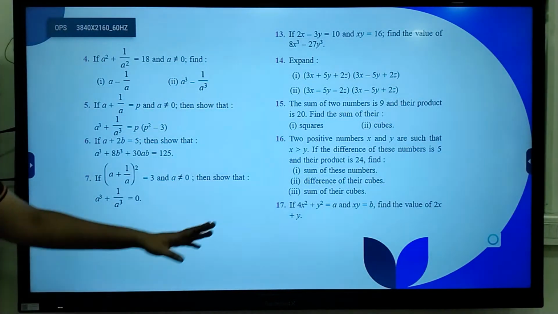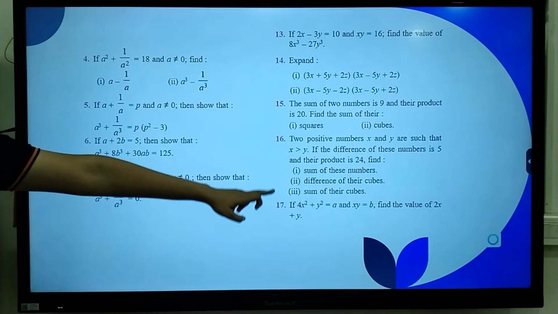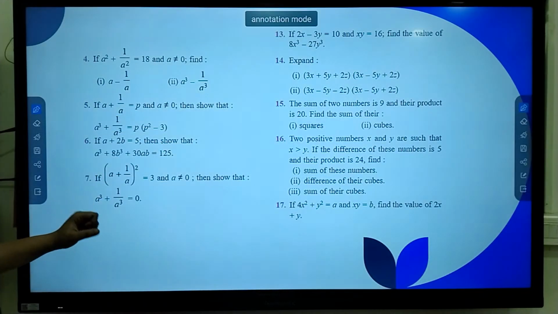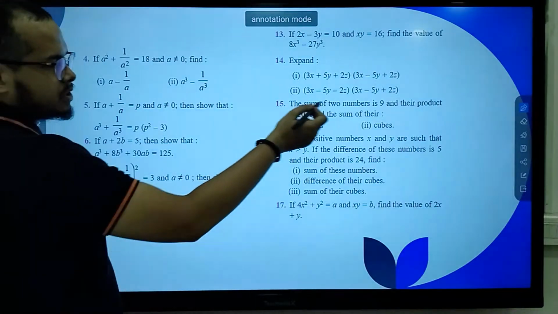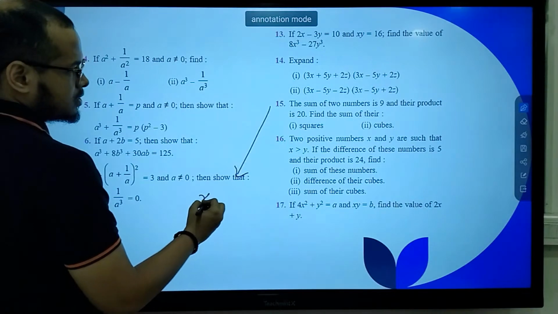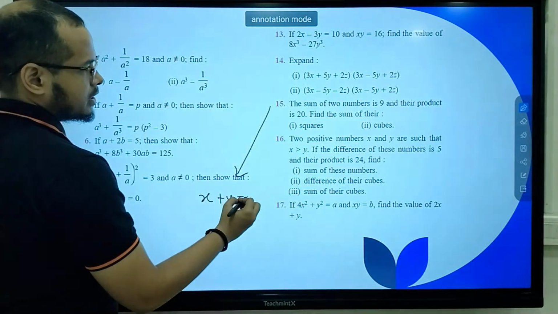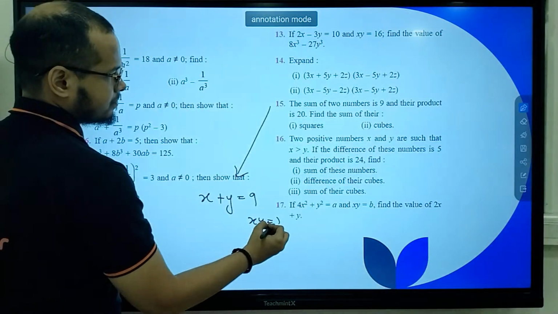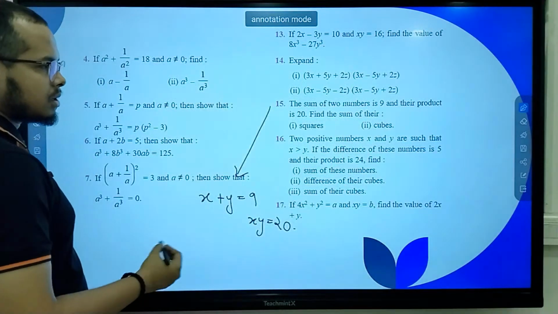Okay, so now we are done with our 16 and 17. Now it's time for number 15. Let's try to solve number 15 now. The sum of two numbers is 9 and their product is 20. Okay, find the sum of their squares.